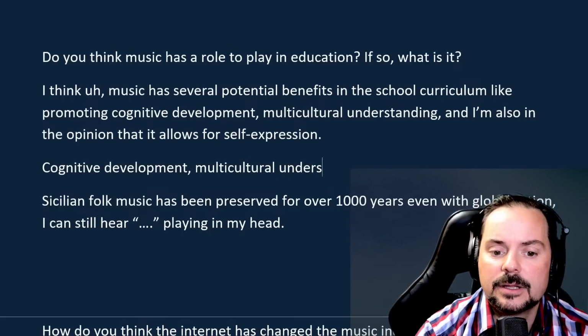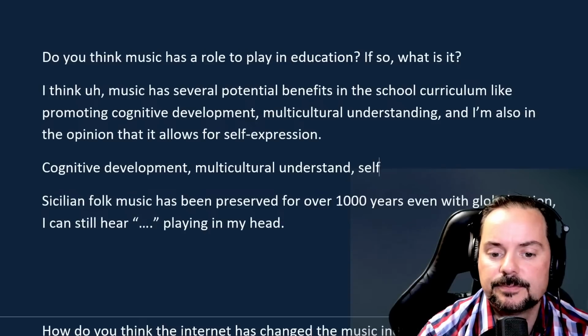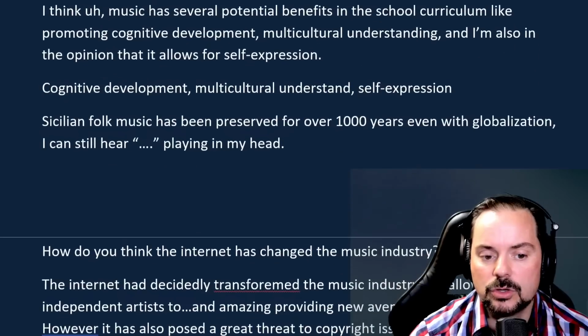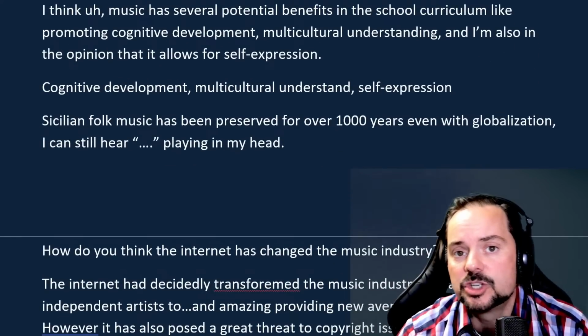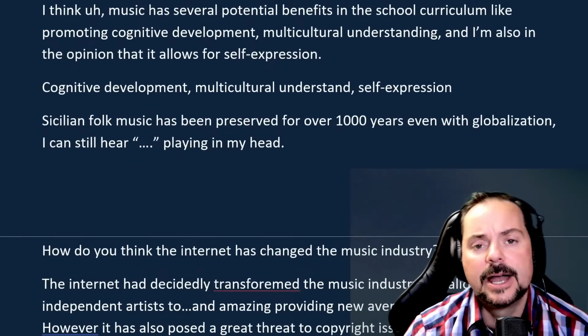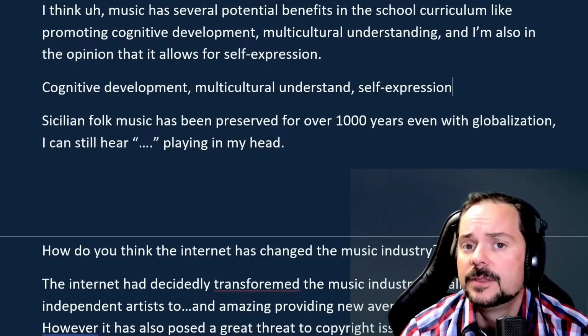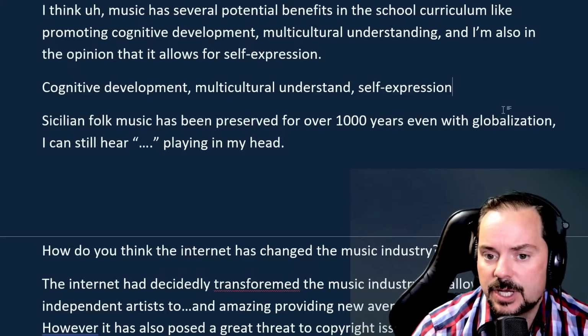Cognitive development, music, Domenico. Just a sec. And self-expression. So these are the three terms that you used: cognitive development, multicultural understanding, and self-expression. Each one could have an example. Now, we wouldn't want to give an example for each one on the IELTS because that would be too much. The examiner will interrupt you, right? So you would choose one of these three.